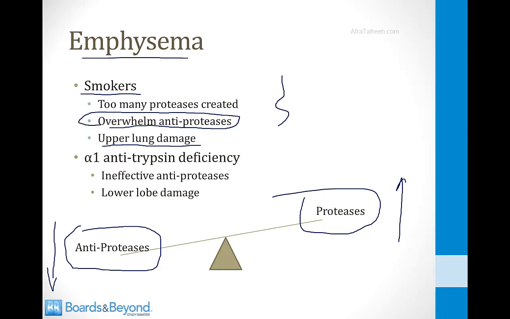The second type of emphysema is very rare. It's in patients who have a rare condition called antitrypsin deficiency. They have ineffective antiproteases, and as a result, they get emphysema, and their emphysema is predominantly in the lower lobes. We'll talk more about that in a few slides.